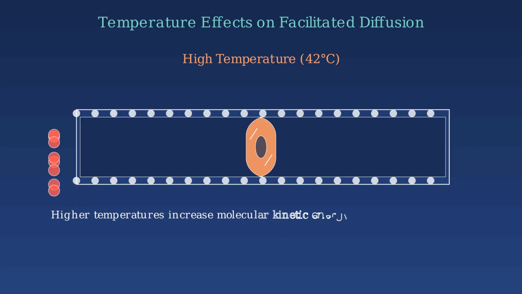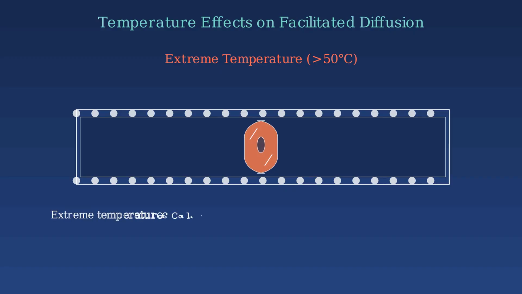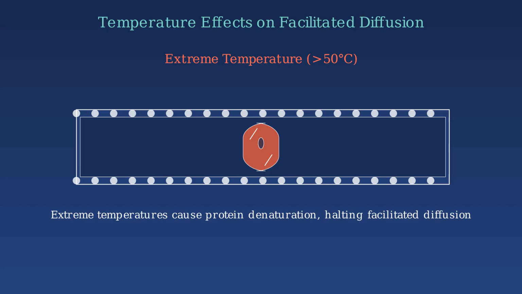As temperature increases, molecules move faster and transport proteins become more flexible. This increases the rate of facilitated diffusion. However, at extreme temperatures, above 50 degrees Celsius, proteins begin to denature. Protein denaturation alters the three-dimensional structure of transport proteins, causing the channel to collapse and preventing molecules from passing through.